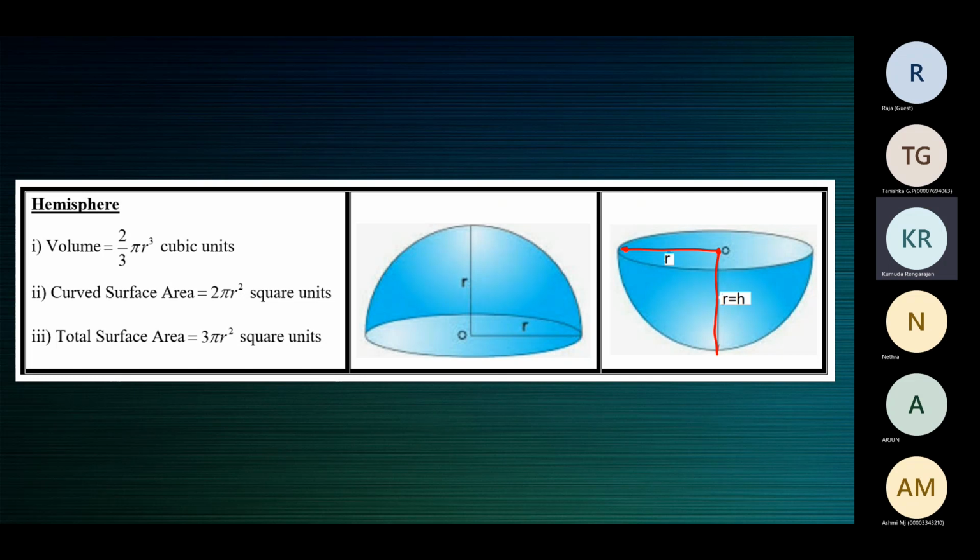So again, a hemisphere does not have a uniform cross section. Half of a cork ball is a hemisphere. It's a good example for a hemisphere, a solid hemisphere. There is a circle on the top and then the curved portion of the ball. The curved portion alone is the curved surface area; including the circle on the top, it is the total surface area.